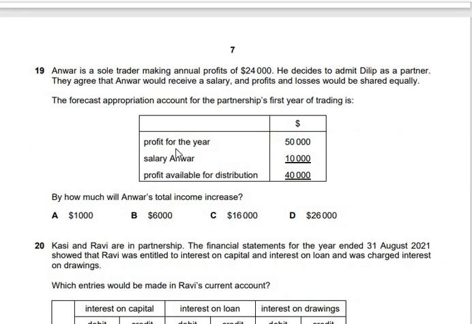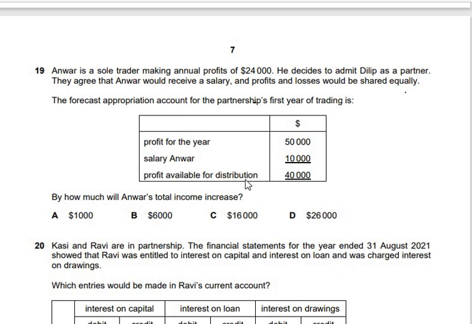Anwar is a sole trader making annual profit of 24,000. He decided to admit Dilip as a partner. They agreed that Anwar would receive a salary and the profit and loss would be shared equally. The forecast appropriation account for the partnership for the first year of trading is, right, so we have profit for the year 50,000, salary annual 10,000, profit available for distribution is 40.